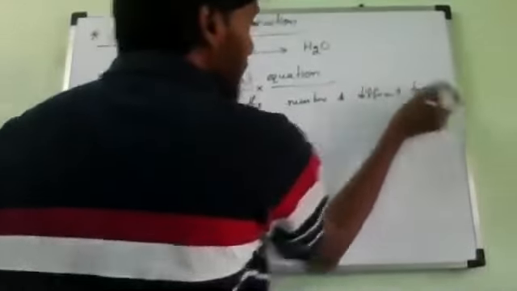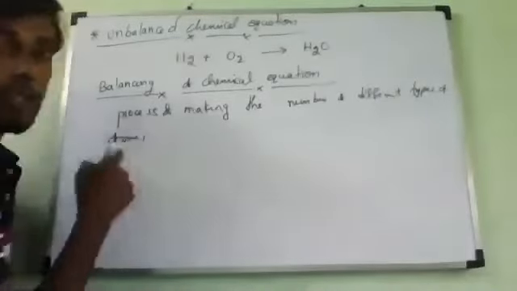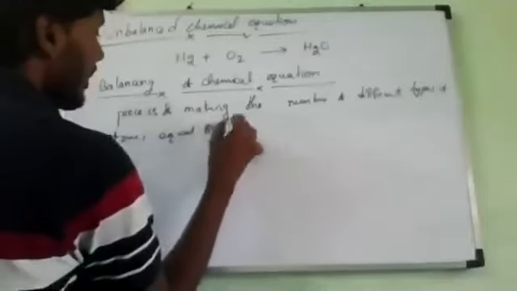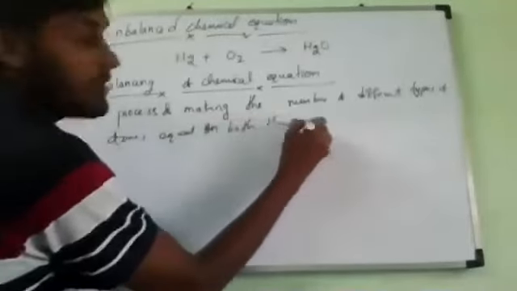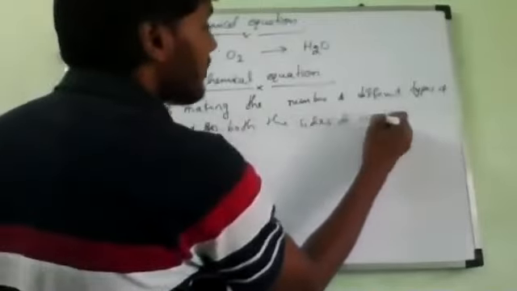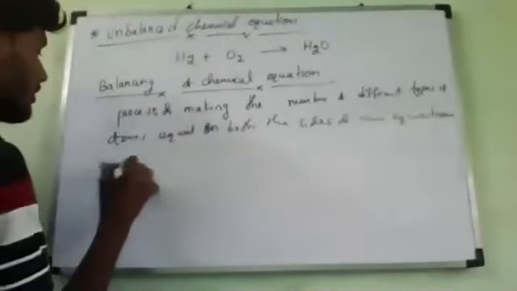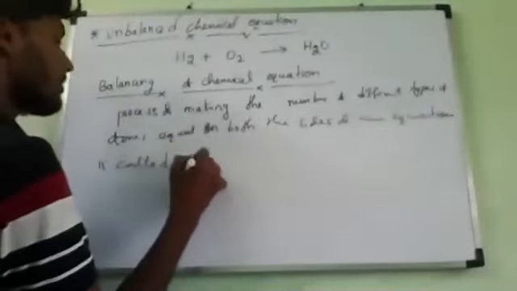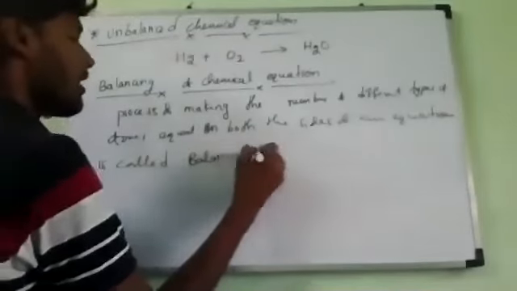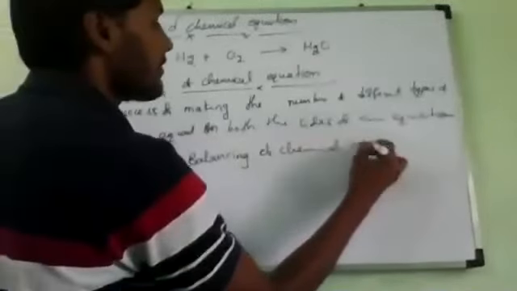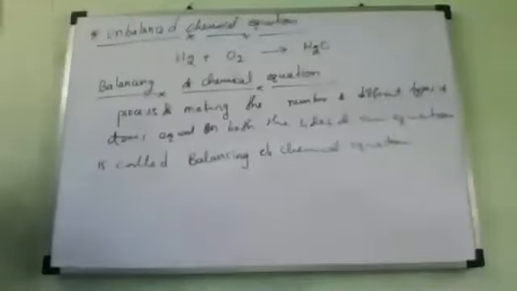Making the number of different types of atoms equal on both sides of an equation is called what? Balancing of chemical equation. So let us go for the equation example.